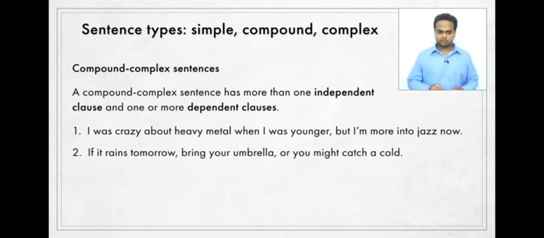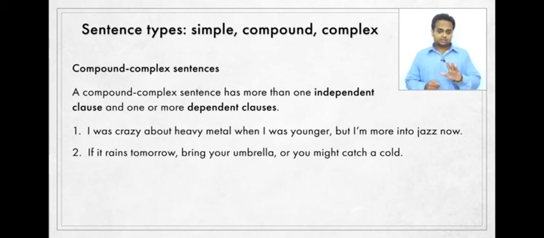Here's another example. If it rains tomorrow, bring your umbrella or you might catch a cold. Can you identify the different clauses here? Well, the first clause is dependent. If it rains tomorrow. Then there's an independent clause, bring your umbrella.